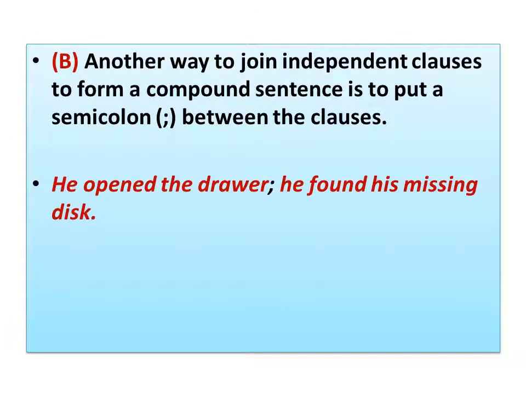الطريقة الثانية another way to join independent clauses to form a compound sentence is to put a semicolon between the clauses. He opened the drawer, semicolon, he found his missing desk. تمام؟ يبقى أنا ما أقدرش أحط semicolon وبعديها for example and. لأ، لو عايزين نستخدم conjunction يبقى نستخدم الكوما. السيميكولن بتبقى لوحدها، وطبعا بعد السيميكولن الحرف اللي بيجي بعدها بيبقى small مش capital.